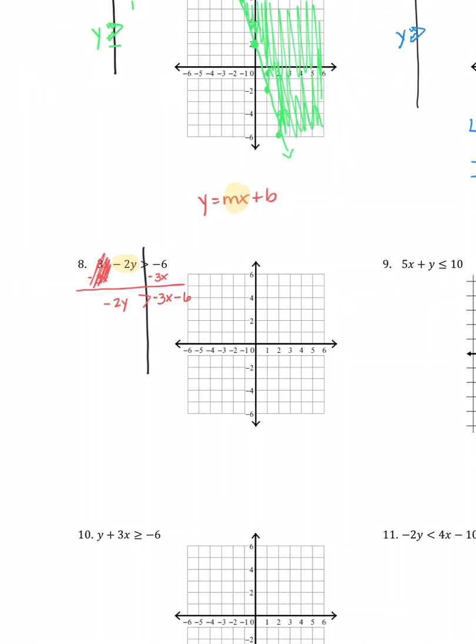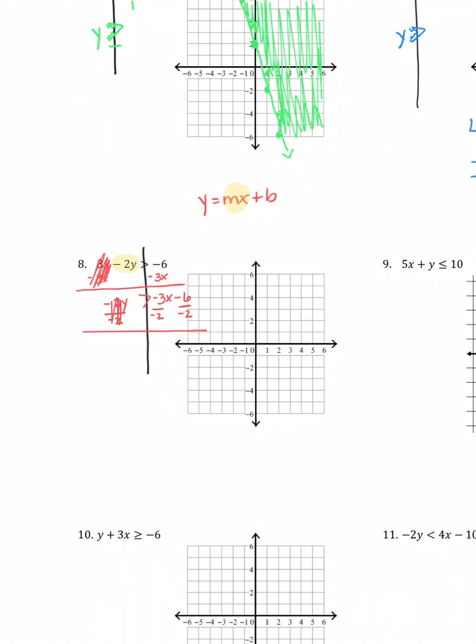When I look back, my y is still not by itself. It still has that negative 2 in front of it. That's saying negative 2 times y. Well, to get rid of negative 2 times y, we're going to divide by negative 2. The opposite of multiplying is dividing. So I'm going to divide negative 2 here, here, and also here. That gets rid of these 2's. So now I'm left with y right there.